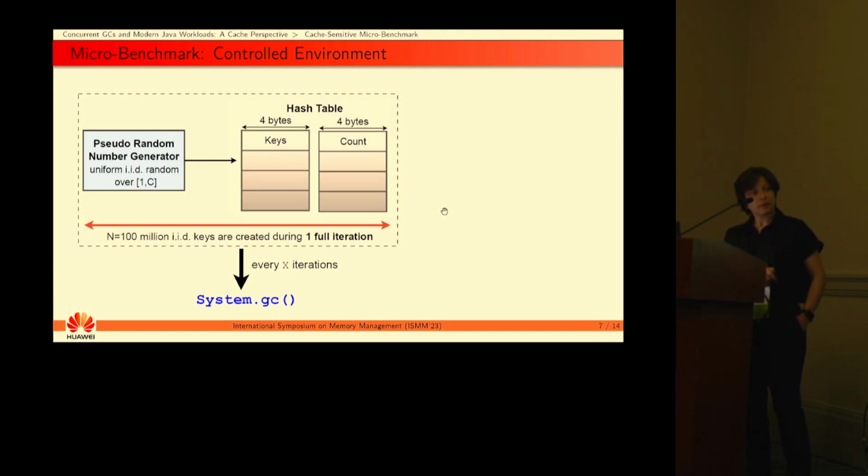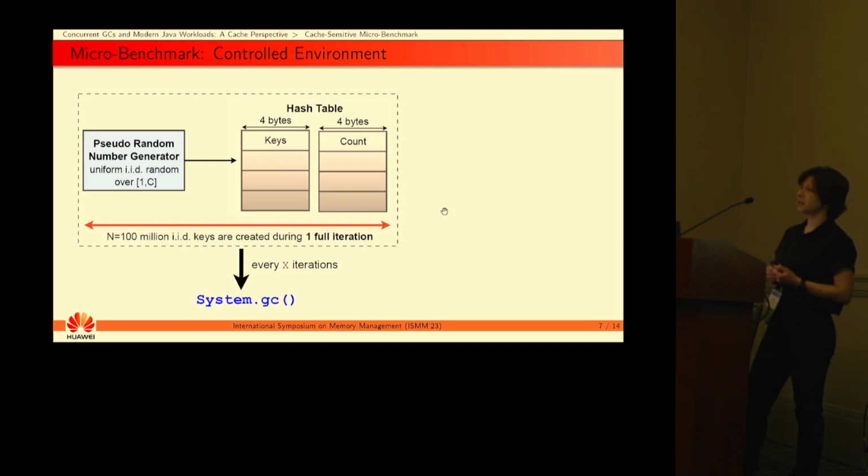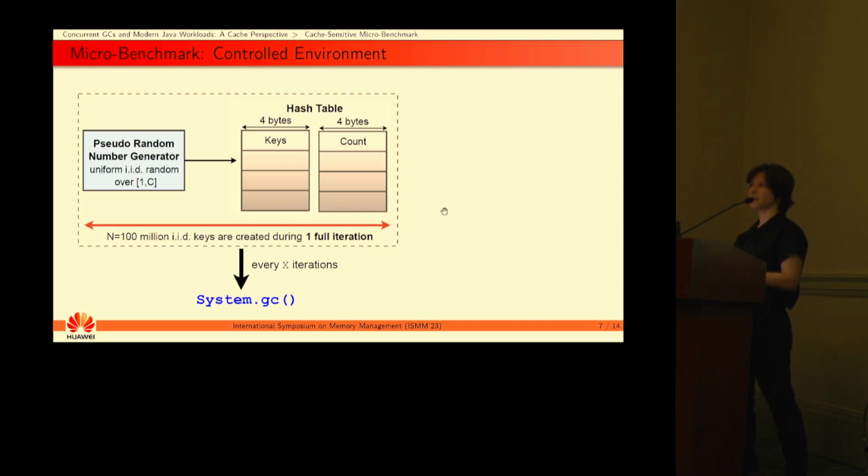In parallel, we have another thread, not a GC thread, that explicitly triggers GC cycles whenever we call them. We call this a controlled environment because we know exactly when the GC is going to work, and exactly when we will have iterations with GC and without GC. So everything is very clear.